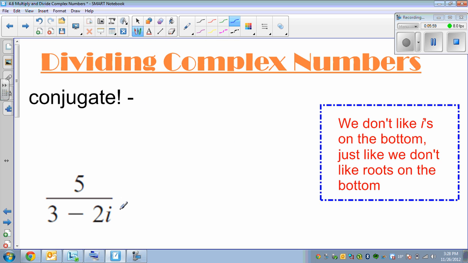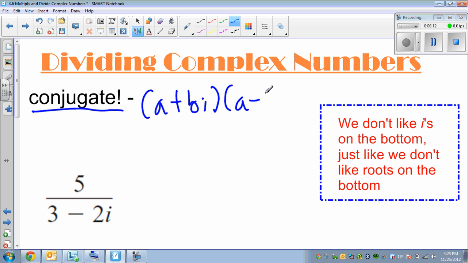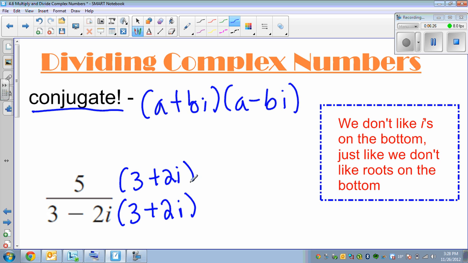Now the last thing we're going to do is divide complex numbers, and here we need to use this thing called the conjugate. Remember, the conjugate is the same thing but opposite. So with i's, whatever that front number is, it's all the same, it's just a plus or a minus in the middle. So the conjugate of this bottom is going to be 3 plus 2i. Whatever we do to the bottom, we got to do to the top.